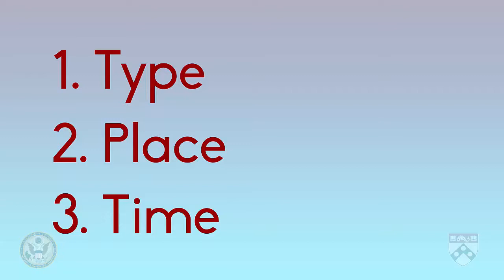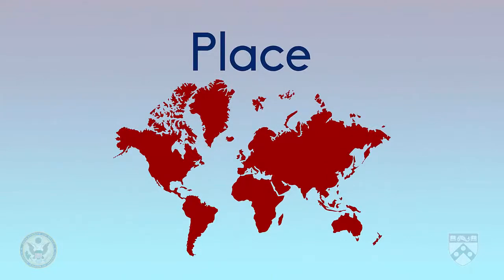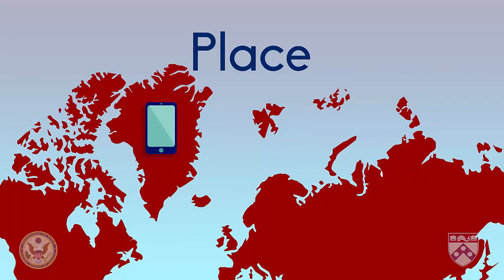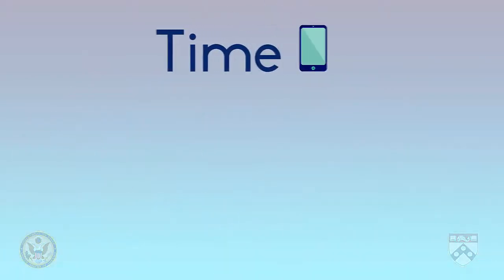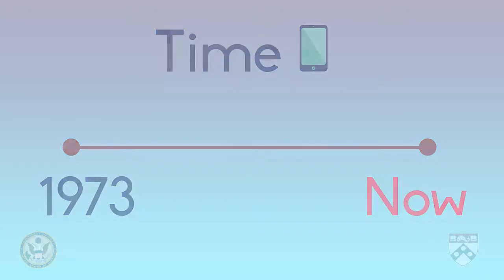Let's look at an example using all three. If a journalist wants to write about the topic of technology, they might want to first narrow it down to type, so instead of writing about all technology, they might just write about one type of technology, such as cell phones. Second, they might think about limiting it in terms of place. So instead of cell phone use in the whole world, they just limit it to a country, or even a city. Lastly, a journalist could narrow a topic in terms of time. Perhaps concentrating on the most recent use of cell phones rather than on the history of cell phones.